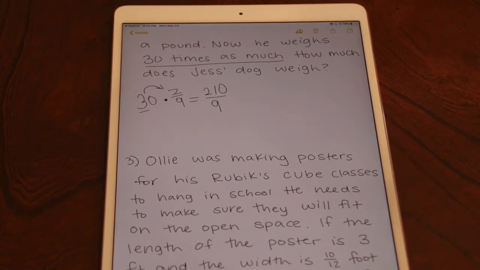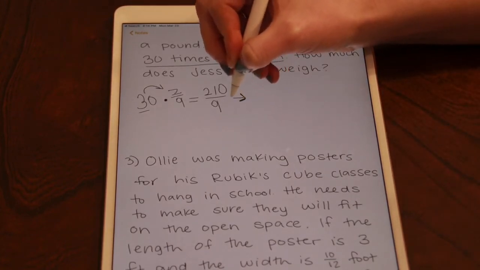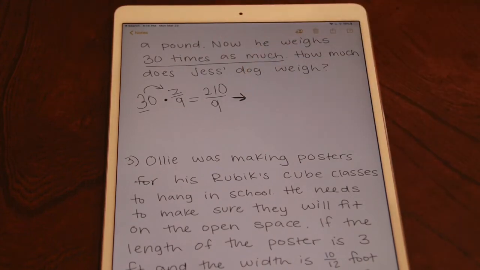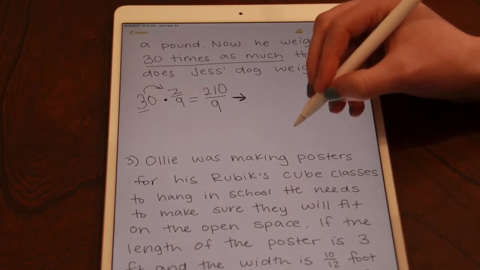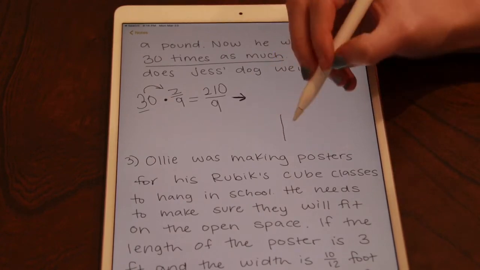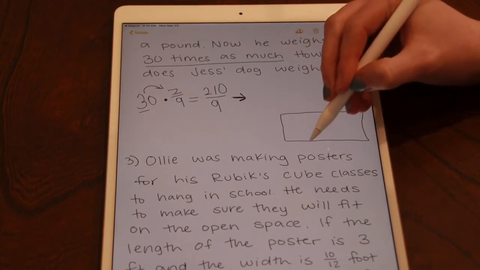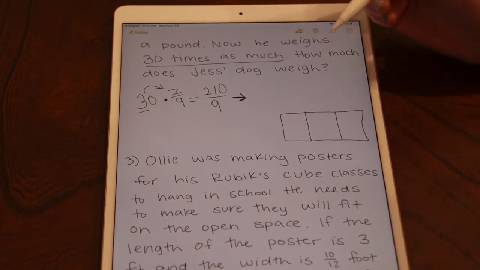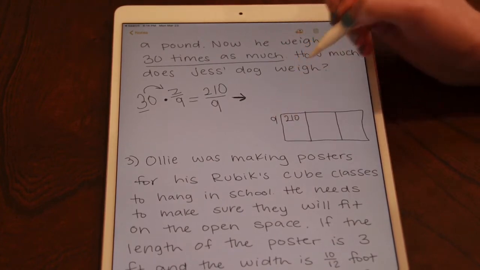Does that make sense? Is that how we normally talk? No, it's not. So that's why we need to change it into a mixed number. So I need to do that division. So I'm going to come over here. I'm going to break it into 3. 1, 2, 3. All right, 210 divided by 9.